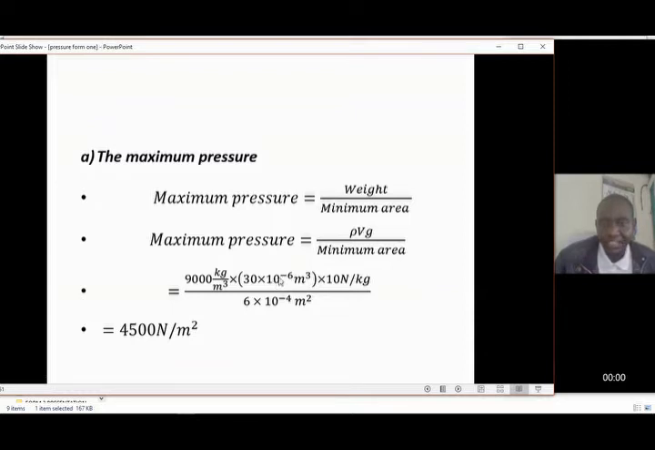Maybe you don't understand 10 to the negative 6. It is 30 over a million. 30 divided by a million to convert that one to cubic meters. Then multiply by 10. Then divide by minimum area. Also, this one is 6, divided by 10,000, giving you square meters. When you do that, you get pressure of 4,500 newton per square meter.